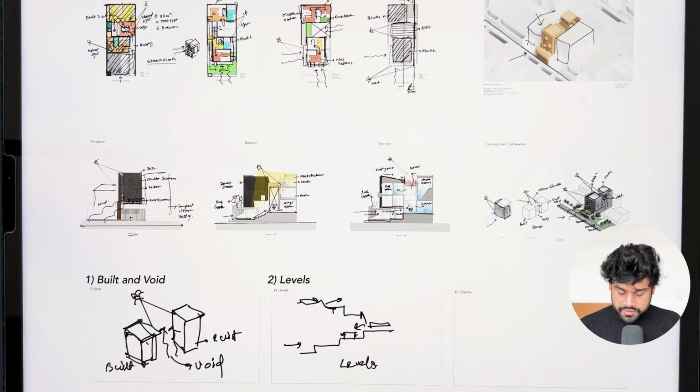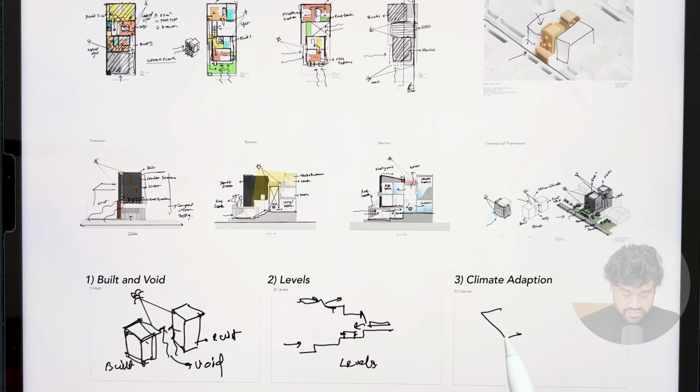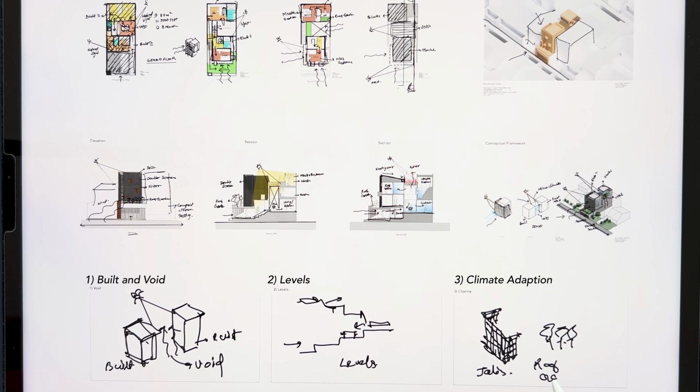The third major principle is climate adaptation. Here he uses a double screen facade, the strategic location of the roof garden and the central chimney. This way we can improve the microclimate of the house.